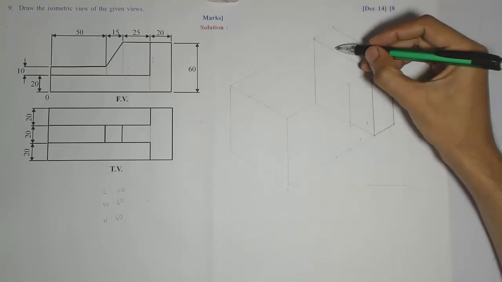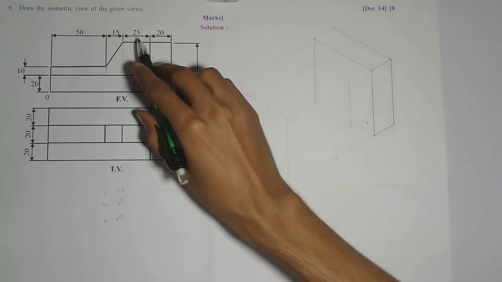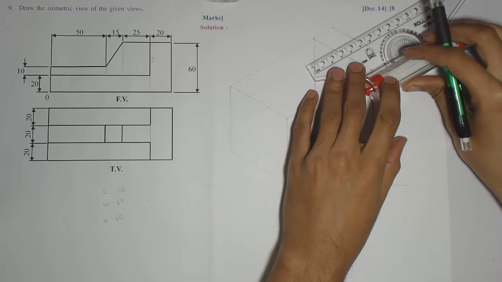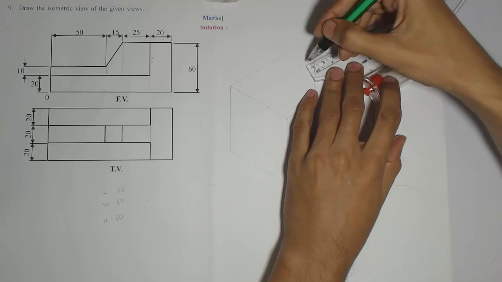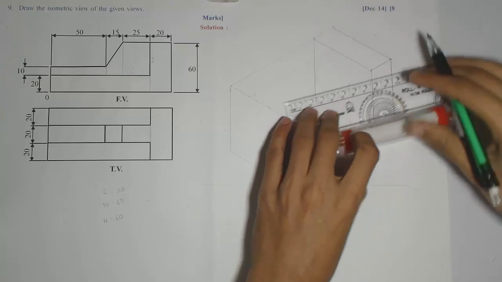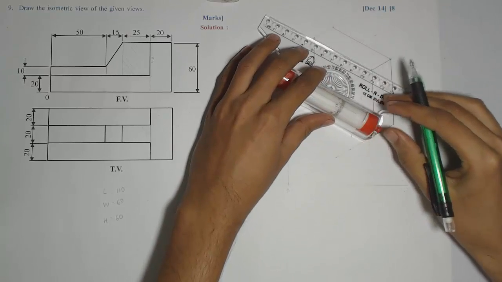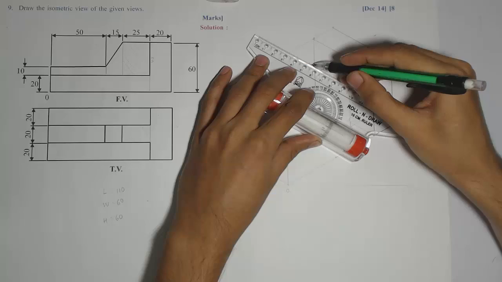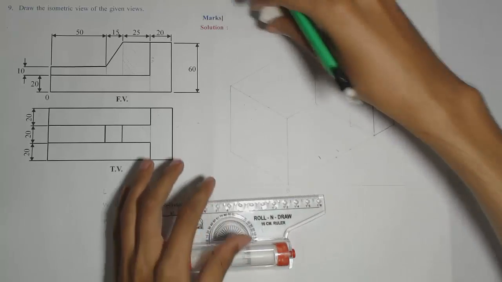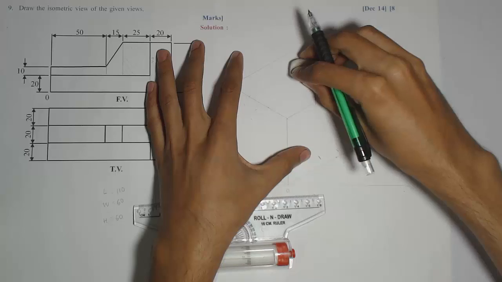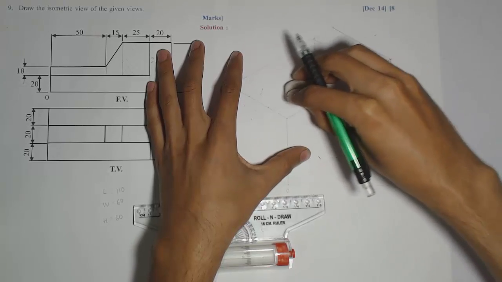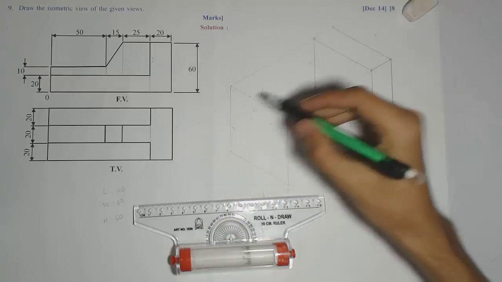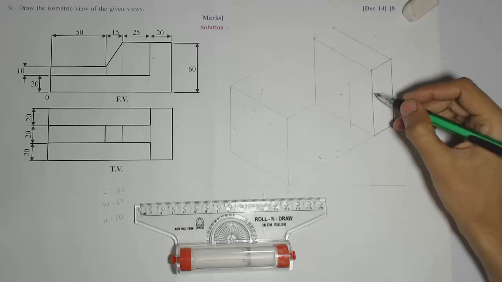Okay, so starting from this point, I need to measure 25 mm. So 25 here. I draw a parallel line to this. So that will give me this shape. Now the two parts of common length will be this rectangle, which is appearing in the top, and this rectangle.